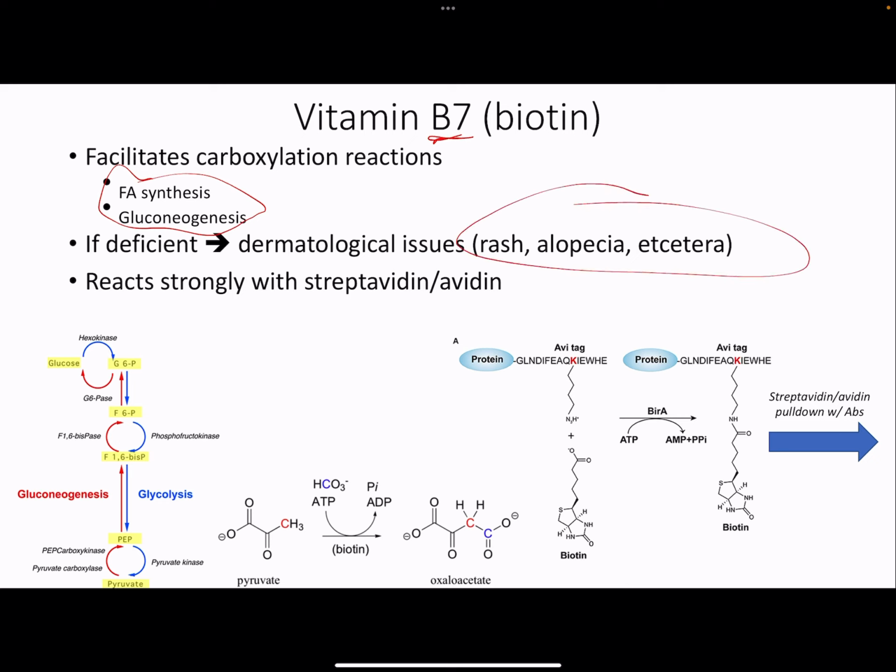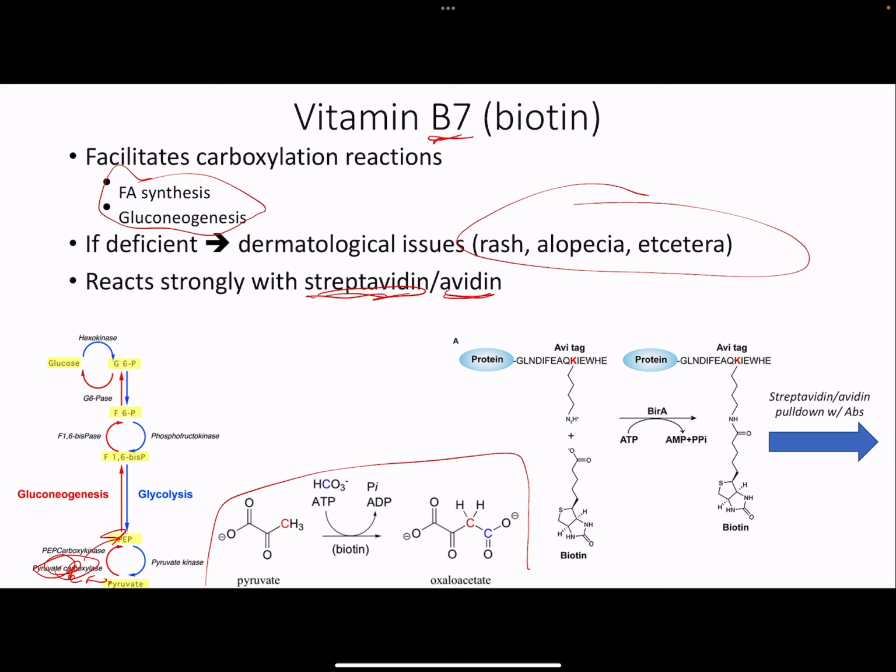Again, if it's deficient, dermatological issues. I would know that it reacts very strongly with streptavidin and avidin. I forget, maybe streptavidin has higher affinity, but they're effectively the same thing. Here, pyruvate becomes oxaloacetate via pyruvate carboxylase, and then eventually that's put in here for gluconeogenesis. We'll talk more about that later. We see that here. Biotin is also used in a lot of labs to tag a protein.